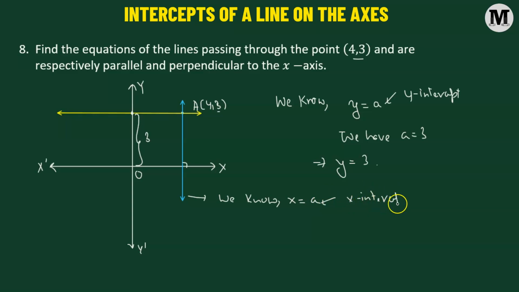Now to find out the x-intercept, all you have to do is find the point at which the line cuts the x-axis, that means its distance from the origin O. So that's nothing but 4 units. So that means we have the value of a here equals 4, or we can simply say that the equation will be x equals 4. So that's going to be the equation of that particular line, which is perpendicular to the x-axis and passes through 4, 3. Let's go to the next problem.